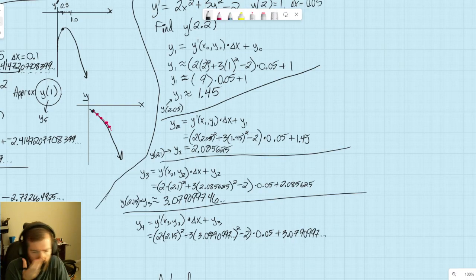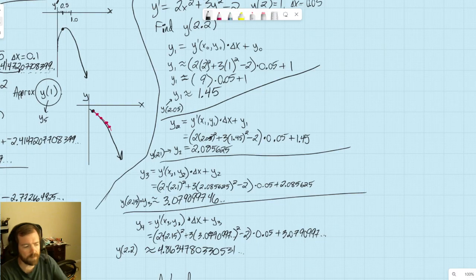Okay. And our last number here, which again, y of 2.2, is going to be approximated by the value 4.8634780330530531. So again, however accurate you need this to be, that's your number.